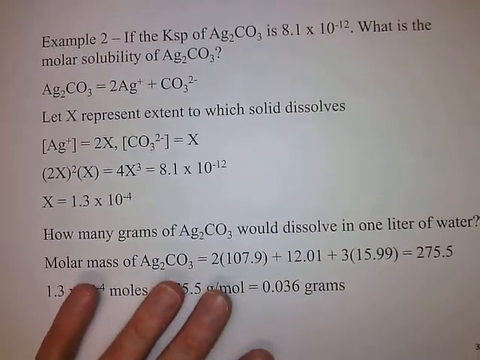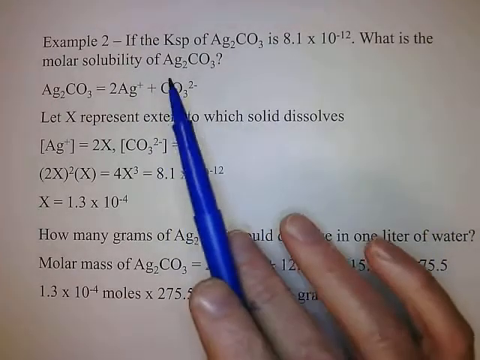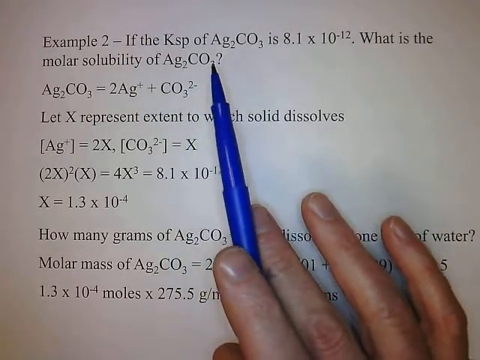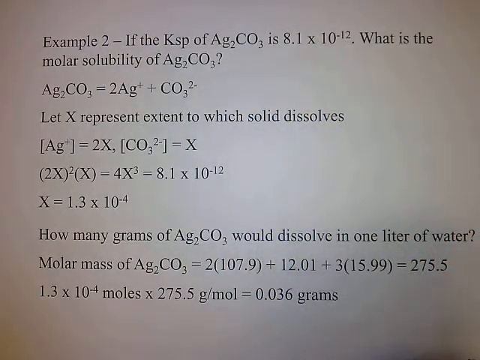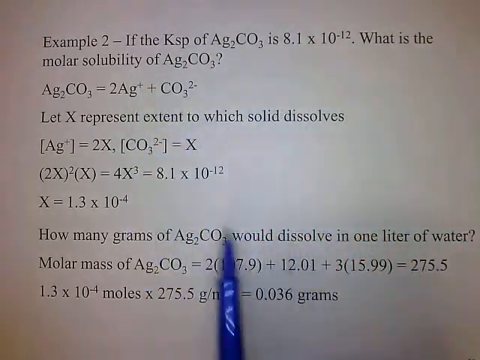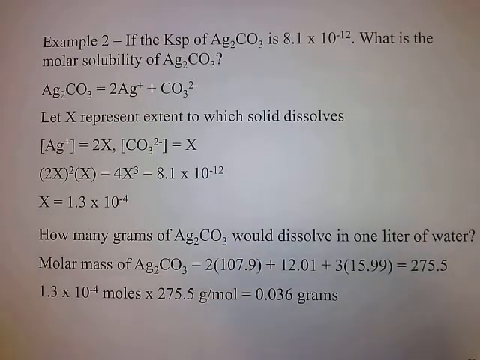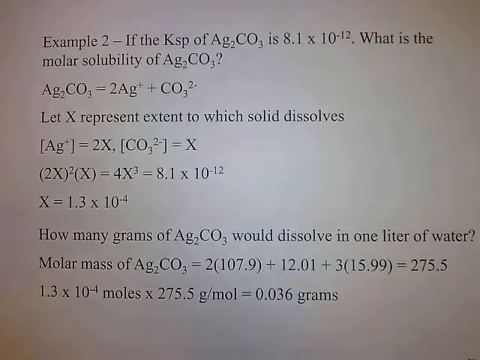All right. Now, let's work a second example. Okay, and now we'll do one for a salt that's not 1-to-1. Okay, so if the solubility product constant of silver carbonate is 8.1 times 10 to the minus 12, we want to calculate the molar solubility of silver carbonate. In other words, how much silver carbonate will dissolve in a liter of water, or what will be the concentration of the ions in a saturated solution.